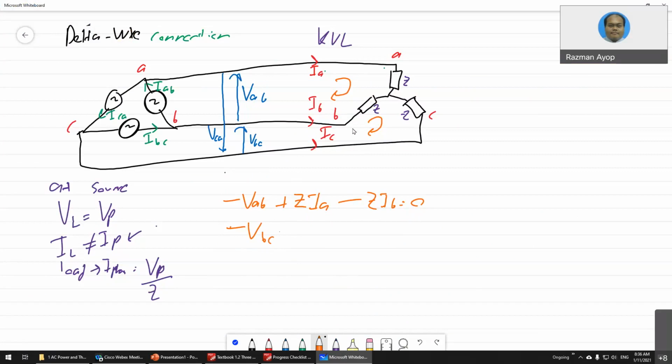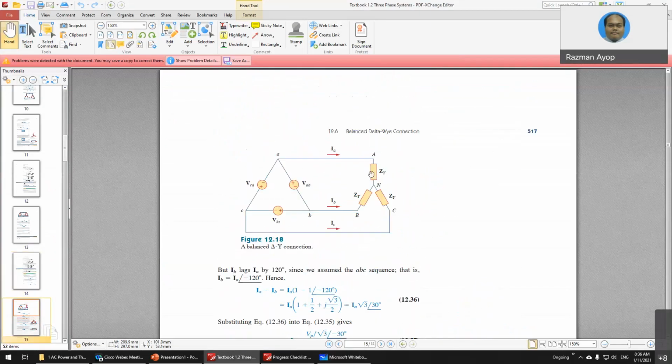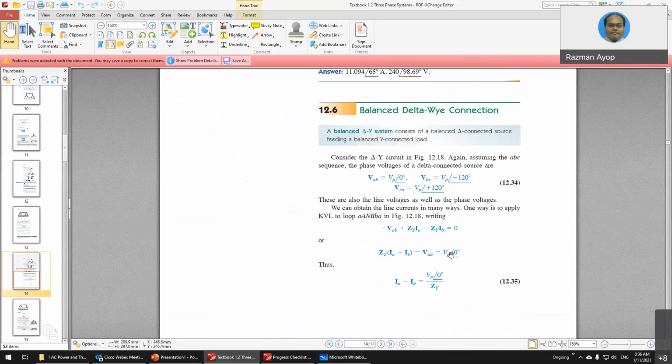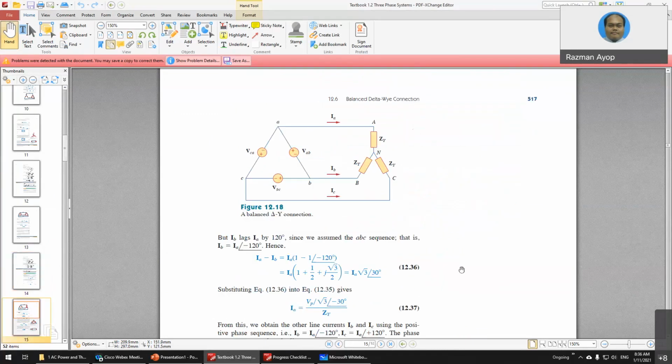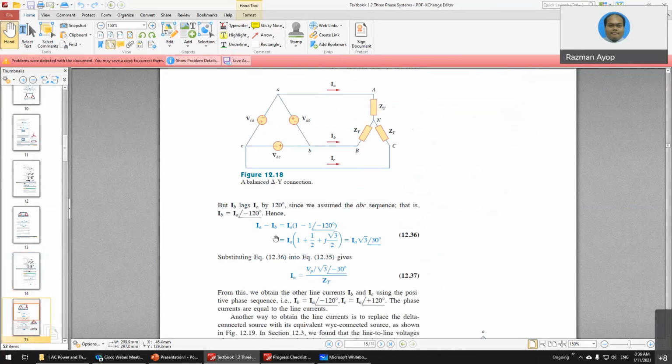Okay, VBC, and then for this case plus IB, and then for this case is minus IC, okay, negative IC, equals to 0. So if you look here, this is how you calculate the unbalanced load, but that one will be discussed later. So for now, I suggest you just use the formula. Okay, so IA minus IB is just equals to something like this.